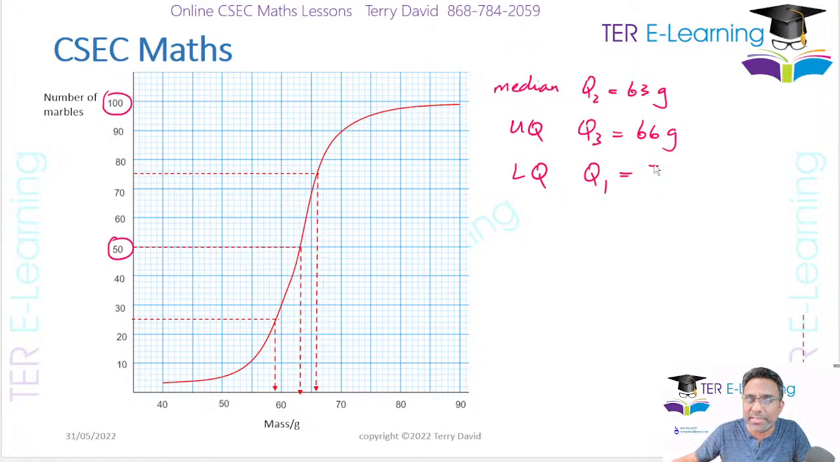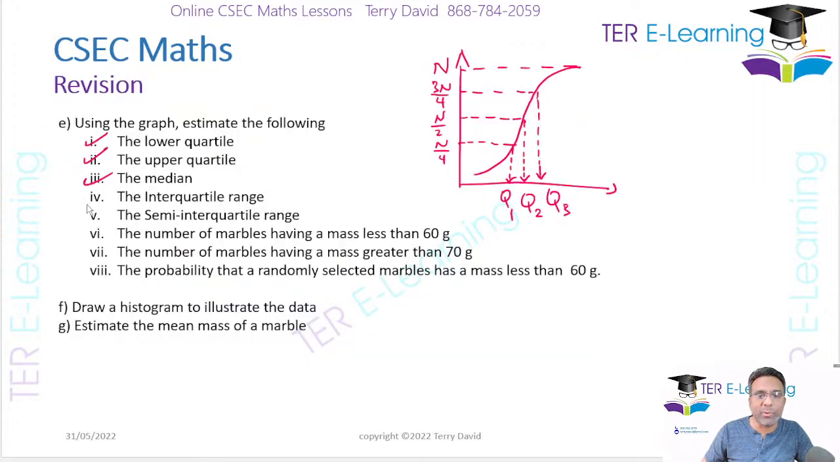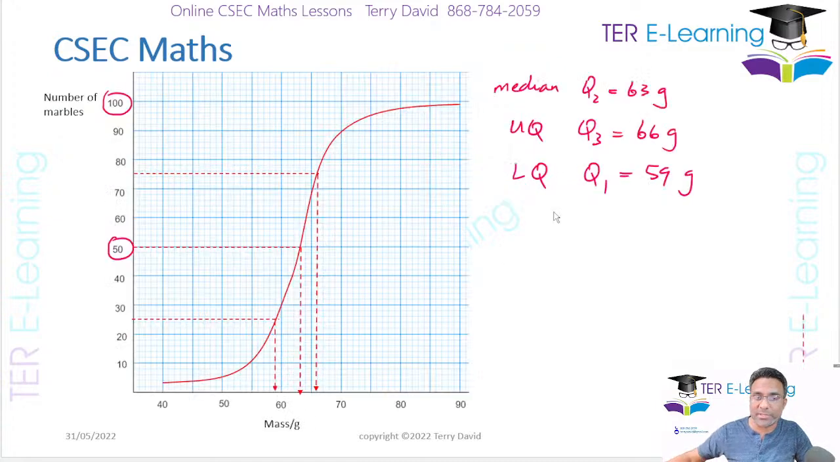So these are my numbers here, 59 grams. I've worked out the median, the upper quartile and the lower quartile. All of those things are being asked in the question. The next thing now, you want to work out the interquartile range. We just met that.